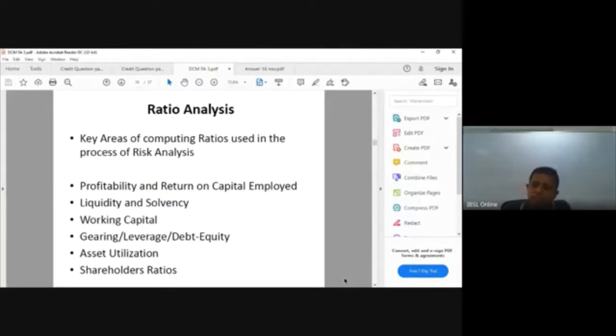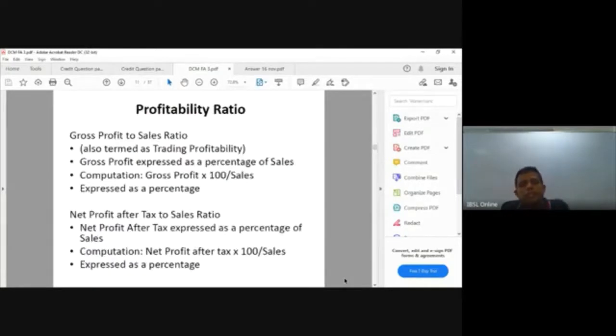Then we keep on discussing these categories. First, we took the profitability ratio. Under profitability ratio, we discussed the first one, gross profit ratio. Very easy to calculate: gross profit divided by sales into 100. I mentioned that under gross profit, there cannot be material year-to-year variances, because the gross profit ratio will be decided on two main factors, that is gross profit and the sales.